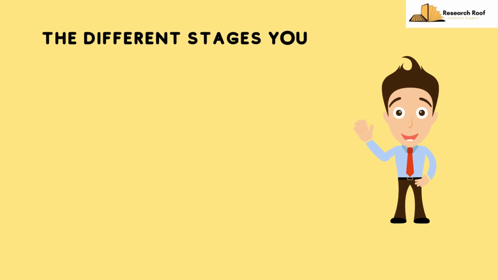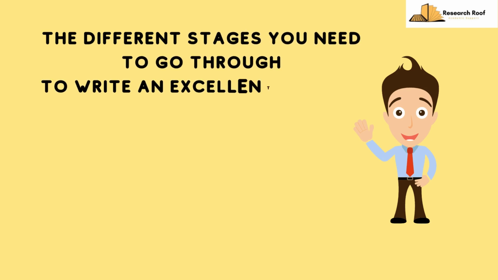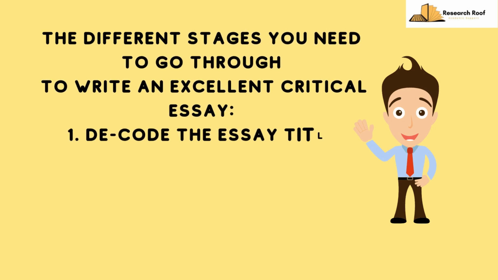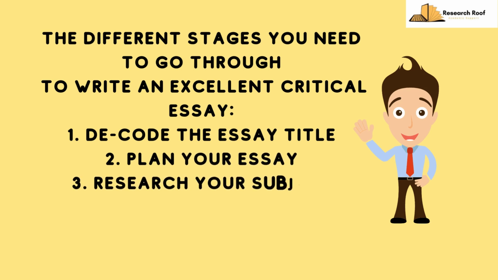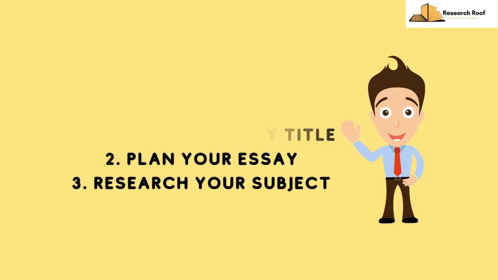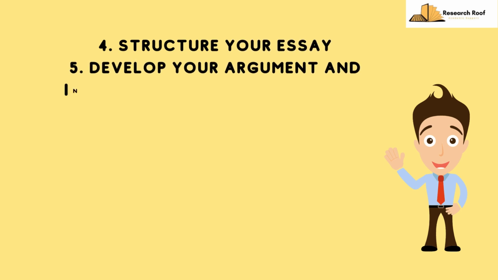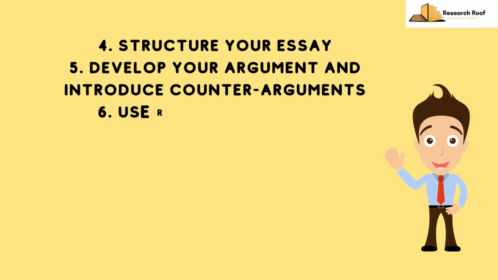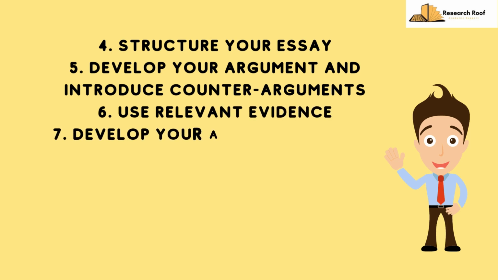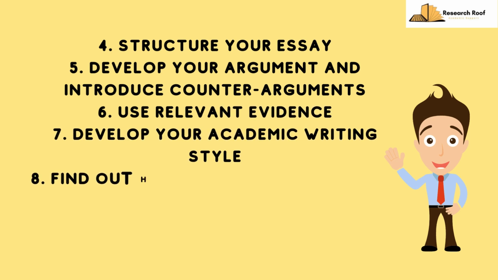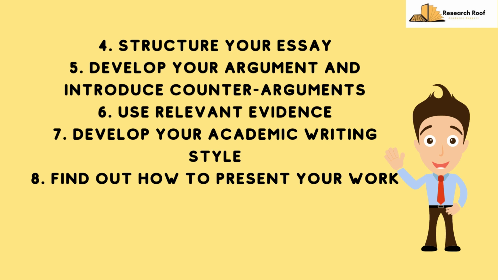How do you write a critical essay? The different stages you need to go through to write an excellent critical essay. 1. Decode the essay title. 2. Plan your essay. 3. Research your subject. 4. Structure your essay. 5. Develop your argument and introduce counter-arguments. 6. Use relevant evidence. 7. Develop your academic writing style. 8. Find out how to present your work.